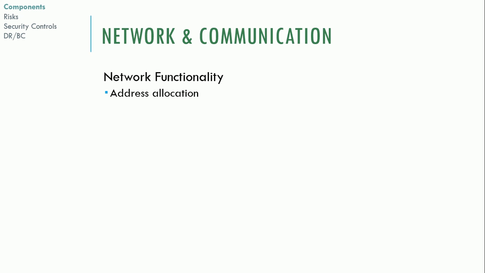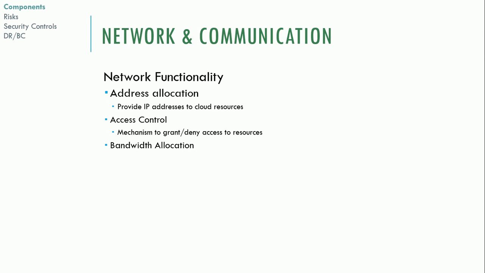Some of the network functionality that you would expect from a cloud service provider is address allocation, providing IP addresses to cloud resources. In other words, when you went into Azure and created your Azure virtual machine, it got an IP address, so they allocated that IP address to you. You didn't have to go out to IANA and request an IP address and all that sort of thing. They take care of all that on your behalf. They provide access control, so mechanisms for granting and denying access to resources. Again, you should have seen that with the Azure labs when you created your Azure environment.